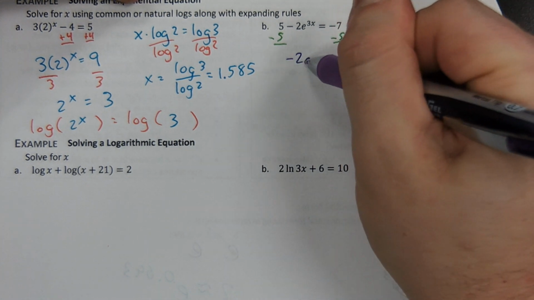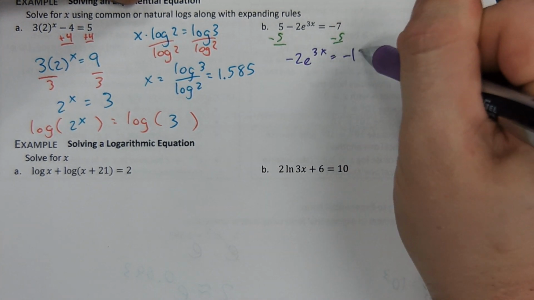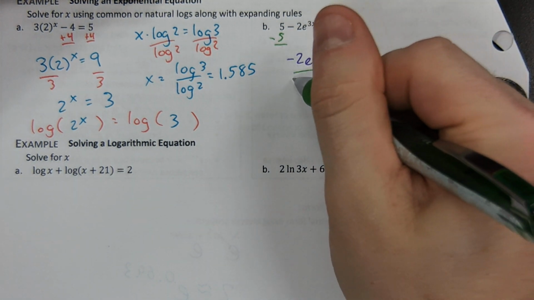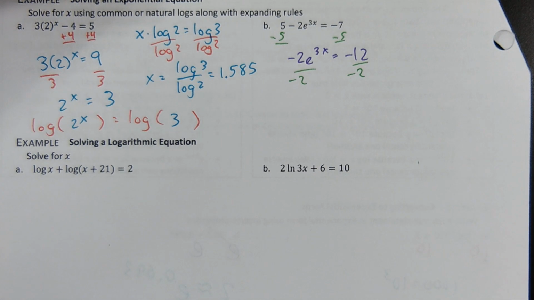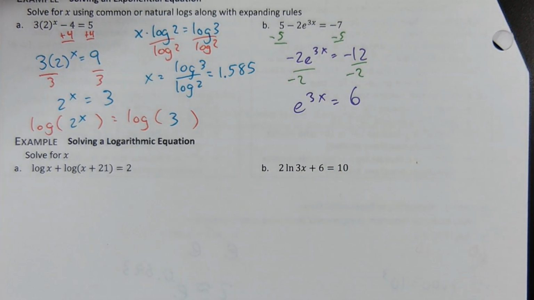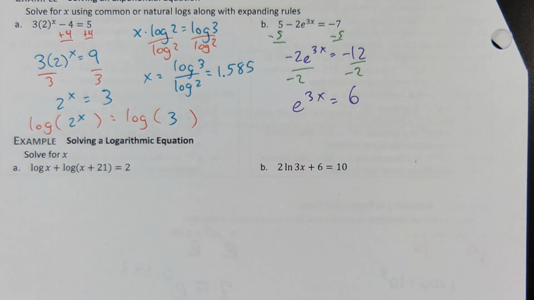I have negative 2 e to the 3x equals negative 12. What's next? Yeah, divide. Divide both sides by negative 2. e to the 3x equals 6. Now, like I said, we could, if we wanted to, use log of both sides. And that would be fine. You would have an exponent in your argument. You'd move that 3x to the front, and you would have 3x log of e, not base e, equals log of 6.